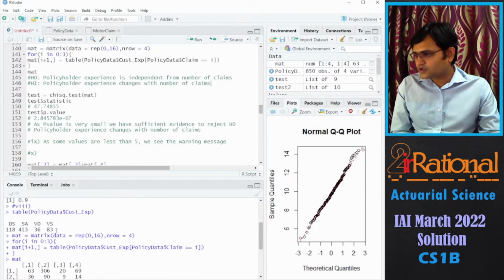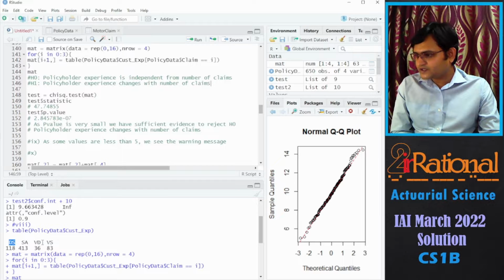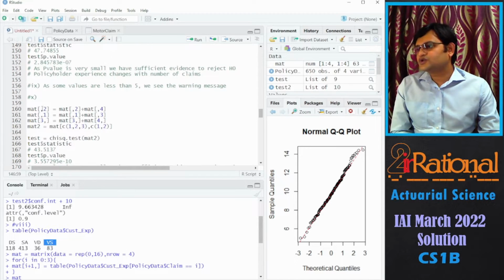So again here the order matters. I want to combine DS and VD. So first column and third column I need to combine, and second column and the fourth column I need to combine. Okay, so that is what I have done here.